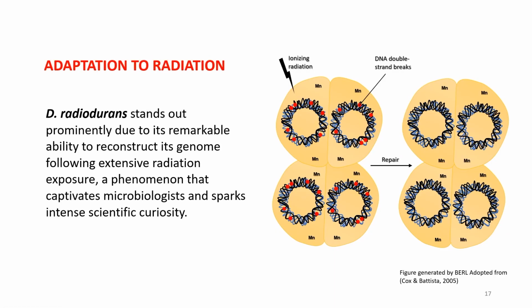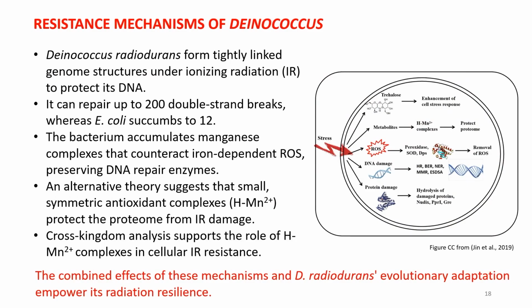D. radiodurans stands out prominently due to its remarkable ability to reconstruct its genome following extensive radiation exposure, a phenomenon that captivates microbiologists and sparks intense scientific curiosity. What are the resistance mechanisms of D. radiodurans? These form a tightly linked genome structure under ionizing radiation to protect its DNA.